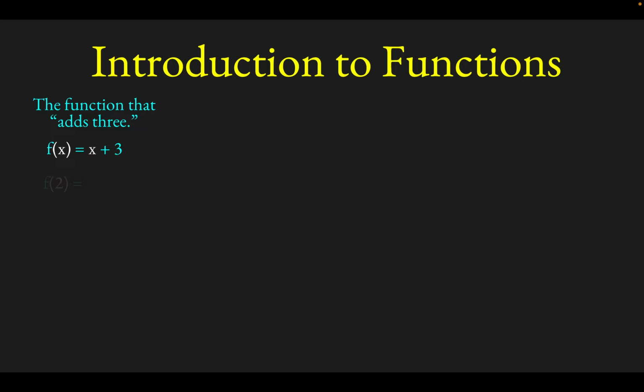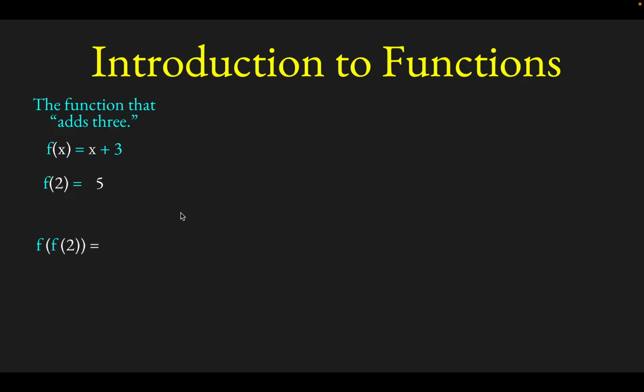So for example, if we look at f of 2, if we give this thing an input of 2, the function will just add 3 to it. So 2 plus 3 is 5, and you get an output of 5. So whatever you give the function f, it just adds 3 to it. So let's mess with this a little bit more.